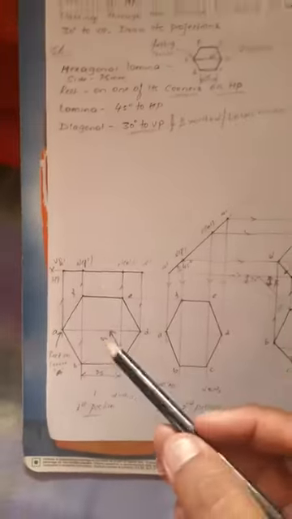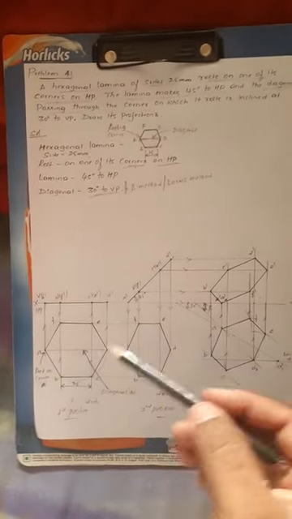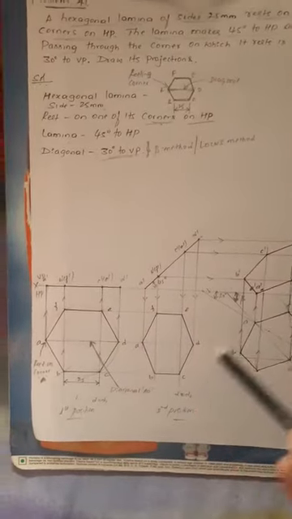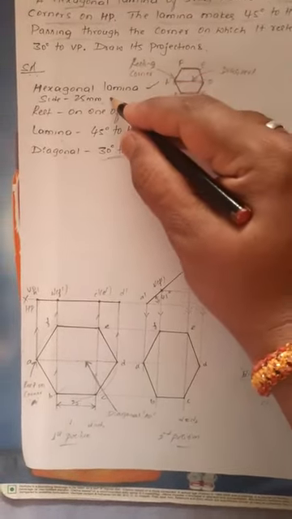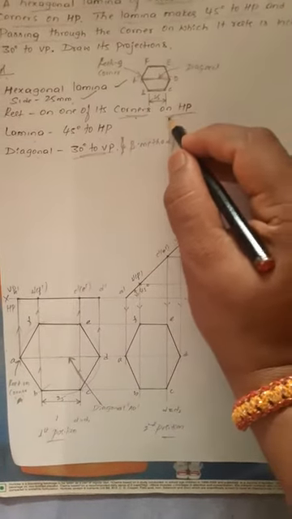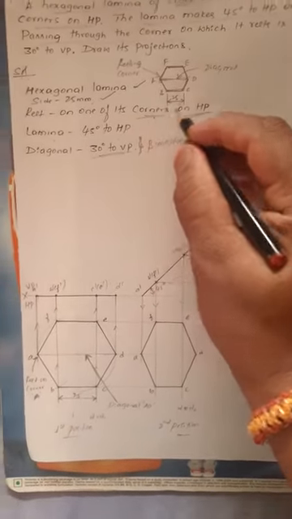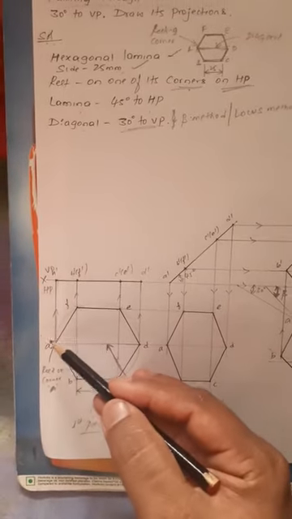Now draw a horizontal line and name it the XY line. Above the XY line is VP, below the XY line is HP. Now where do you want to start the problem? First identify the type of lamina, a hexagonal lamina. The side we already know. Now the lamina rests on one of its corners on HP, so we start the problem on HP. What condition is it? Corner condition. Now how do you get the corner? Always take the resting edge or corner on the left side.